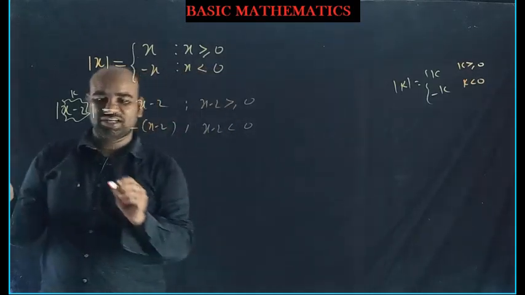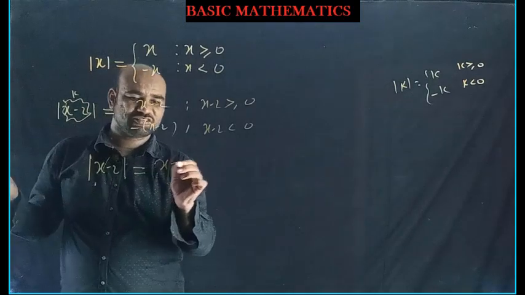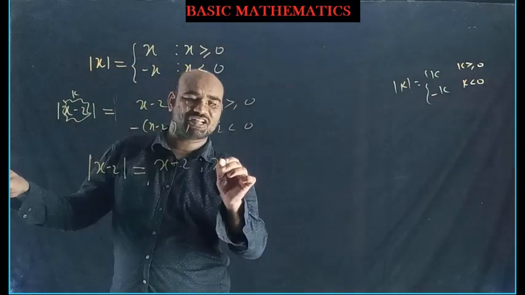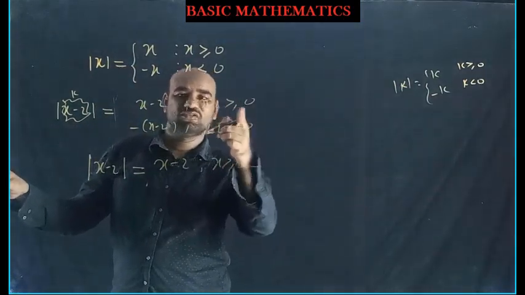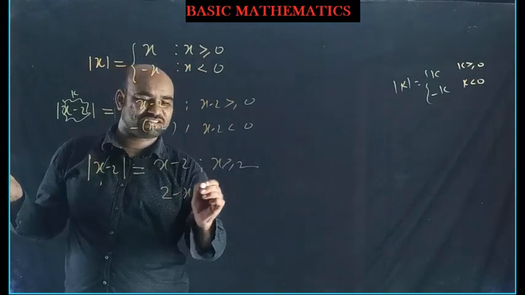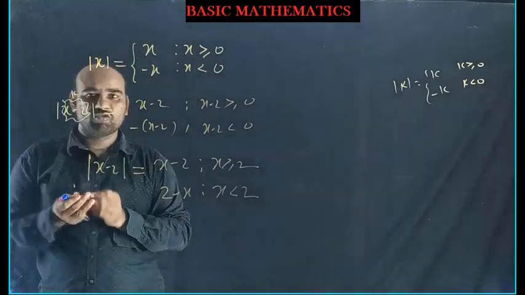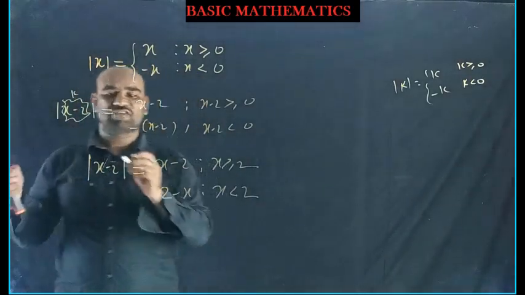So now I want to rewrite modulus of x minus 2 equal to x minus 2 when x is greater than or equal to 2. And it is minus of x minus 2, that is 2 minus x, when x is less than 2. In this way you can open modulus. So mod of x minus 2, given.